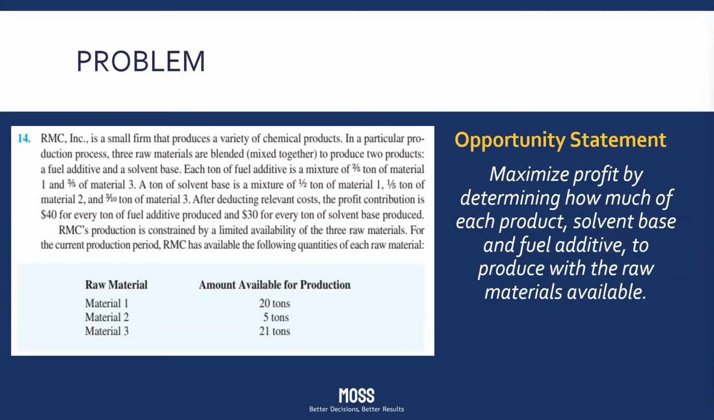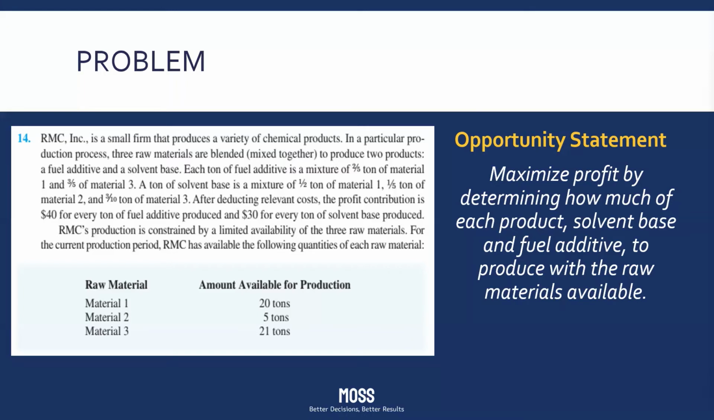So shown here on the left is a description of the problem that was referenced in the previous slide. Here we have a company, RMC Incorporated, which is a small firm that produces a variety of chemical products. In one of their production processes, they use 3 raw materials that are blended or mixed together to produce 2 products, a fuel additive and a solvent base. Each ton of fuel additive is a mixture of 2/5 of a ton of material 1 and 3/5 of a ton of material 3, and a ton of solvent base is a mixture of 1/2 of a ton of material 1, 1/5 of a ton of material 2, and 3/10 of a ton of material 3. After deducting costs, the profit contribution is $40 per ton of fuel additive and $30 per ton of solvent base.